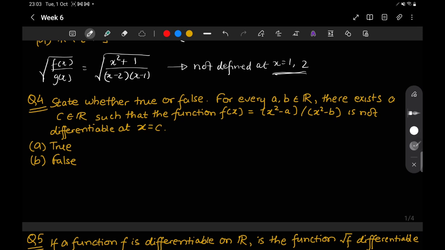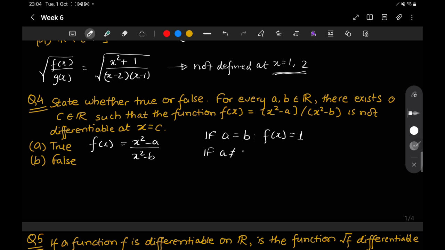Let us now discuss the solution. So what we have is, we are given the function f(x) equals (x squared minus a) over (x squared minus b). Now let us look at the different conditions. If a equals b, then in that case f(x) is equal to 1, and this is clearly differentiable at all points.